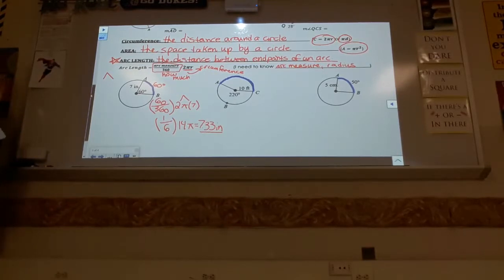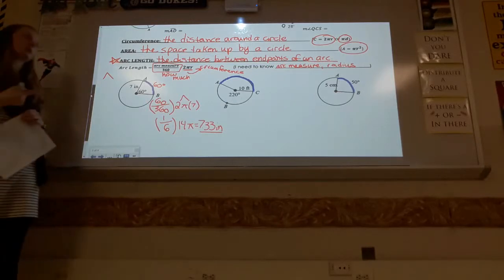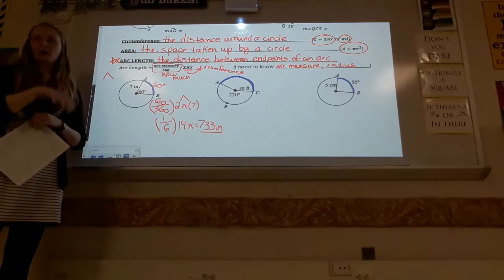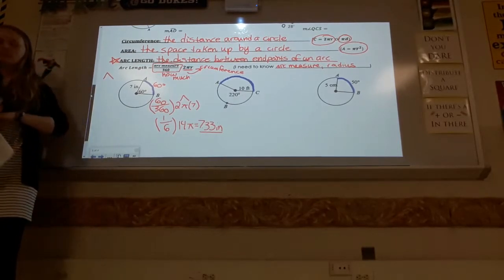Alright, so it's just as simple as know what the formula is, know how to find the arc measure, which we previously talked about, know what the radius is, and then plug them in. That's how we find arc length.